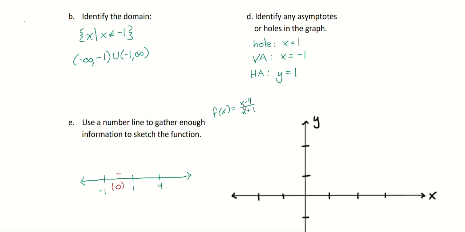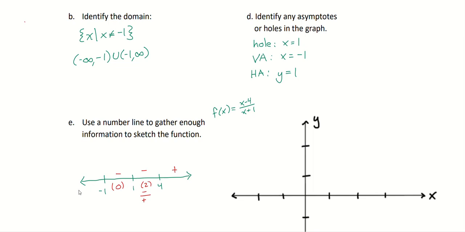Okay, if I plug in a 2, I get 2 minus 4, which is a negative, over 2 plus 1, which is a positive. I'm still negative, so I won't even wind up having any important part here. Because 4 is a root of multiplicity 1, which is an odd number, I know it's going to change to positive. And we just need one more check on this other side.